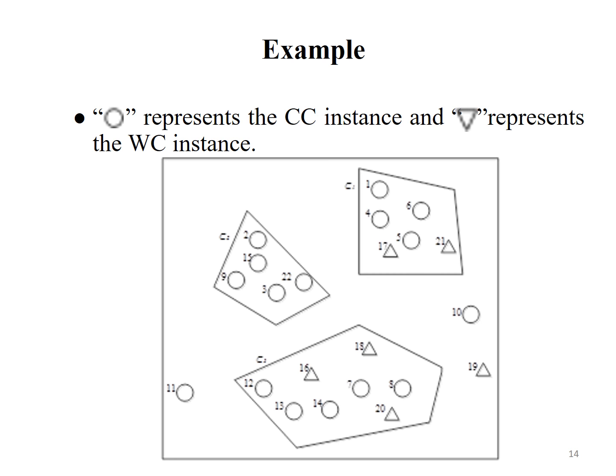Picture 1 shows the resulting clusters of a set of instances using the agglomerative clustering algorithm, where the circle represents the CC instance and the triangle represents the WC instance. These instances are partitioned into three clusters by using the agglomerative clustering algorithm, namely C1, C2, and C3.